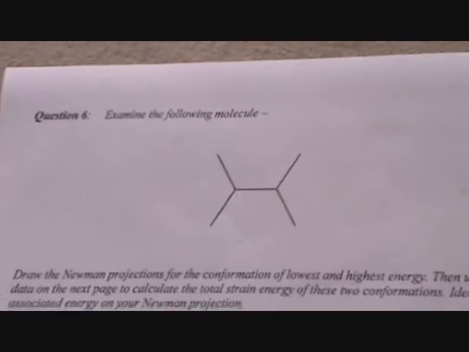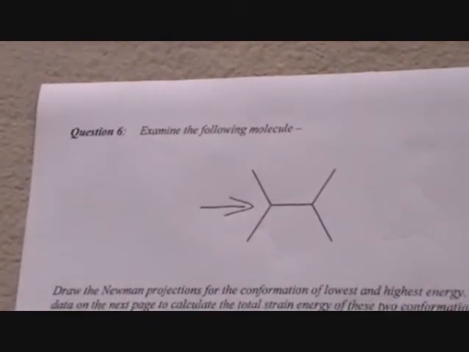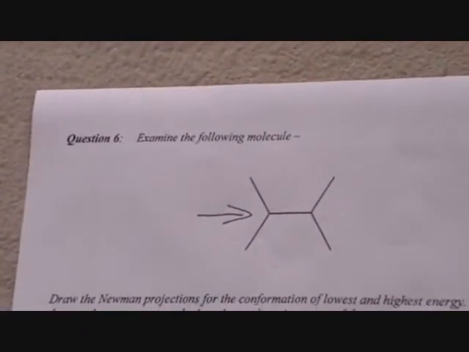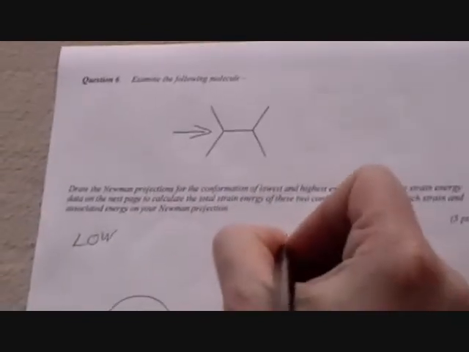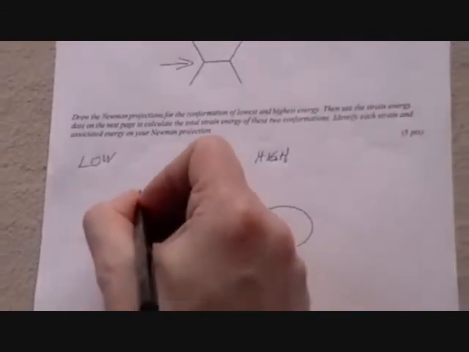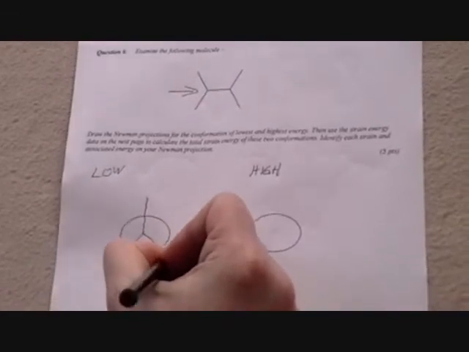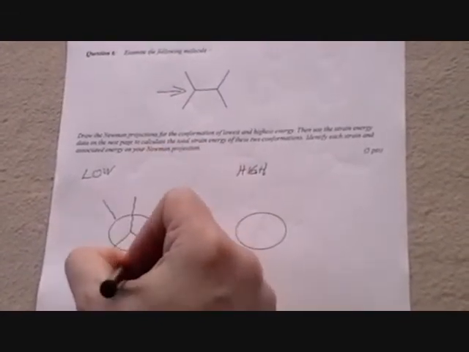Last molecule. This is perhaps one we've done before, but let's have a look at it anyway. We're looking along that carbon 2 to carbon 3 bond in this butane molecule, and we're going to draw the low energy and the high energy conformations. So for the low, it ultimately means that we have a staggered conformation to keep those bonding electrons as far apart as possible.